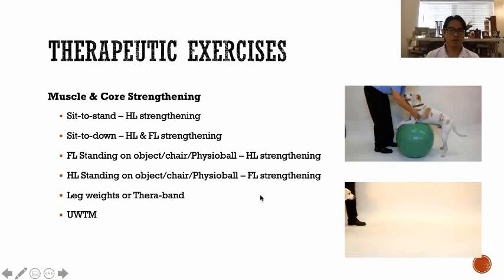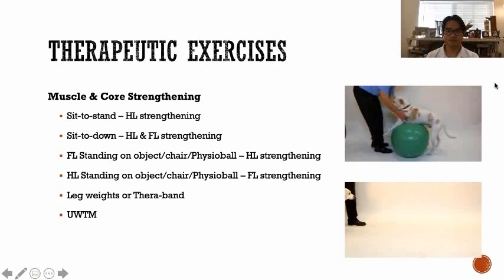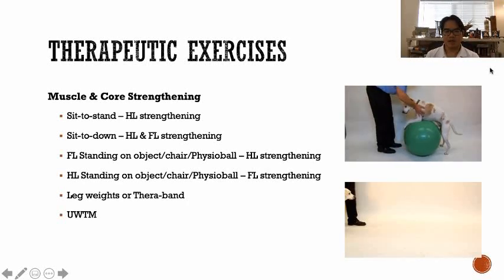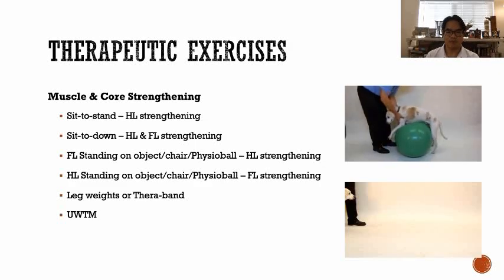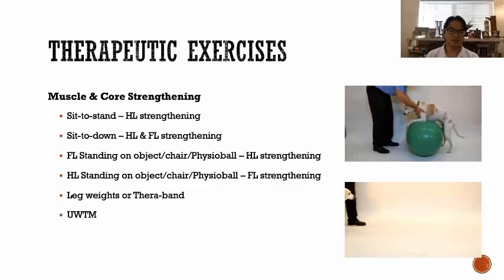Strengthening muscles or core strengthening. You can do sit to stand, which strengthens the hind limb. Sit to down strengthens the hind limb and the front limb. With the front limb standing on an object, it could be a chair, it could be a physio ball, and that helps to strengthen the hind limb. So this is something that you can do in your facility. But again, nowadays owners can buy a physio ball pretty easily online, on Amazon. You just have to teach the owner how to do it.